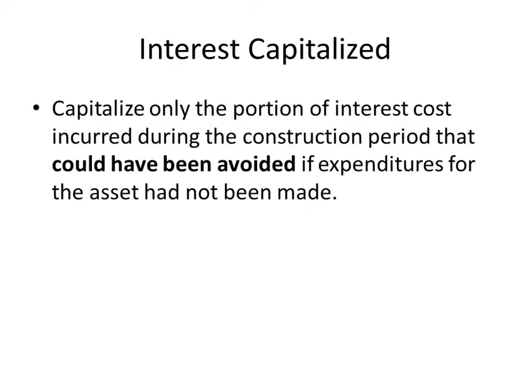So you capitalize the portion of the interest that could have been avoided if you had not been constructing that asset. So if you start your initial loan and it's giving you $10,000 of interest every month, and then you start doing construction, you take out loan draws, and now your interest is going up to $12,000, $13,000, $14,000. Anything over that $10,000 could have been avoided if you weren't doing construction. So that's the portion that gets capitalized. It's anything that could have been avoided if the expenditure had not been made.